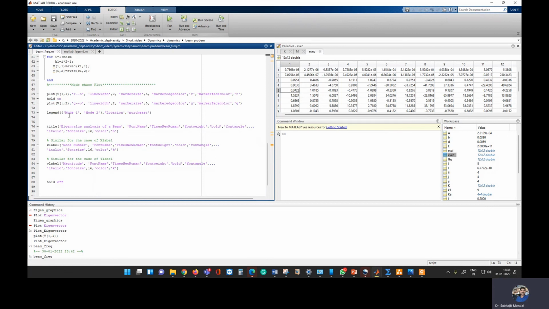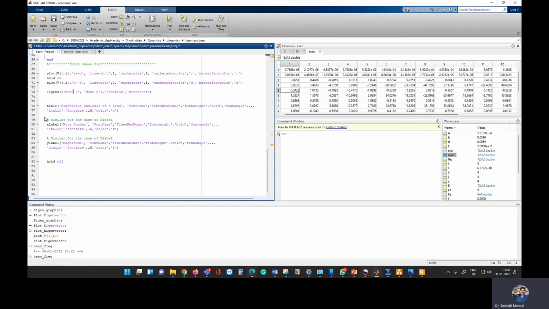Here we have given the parameter, and this is the legend: first mode for this one, second mode for this one. Then we have given some title, eigenvalue analysis of beam, all the things we have given. The x label is the node number, the y label is the magnitude, and then we have basically finished the code.